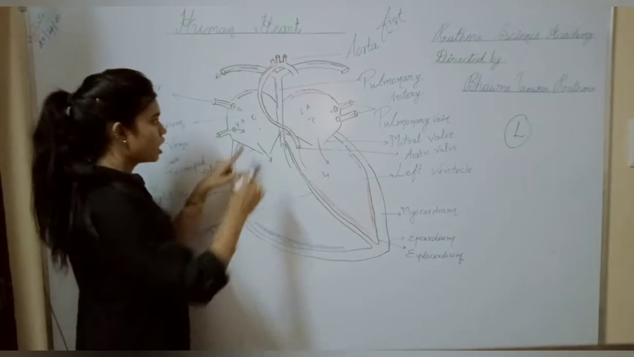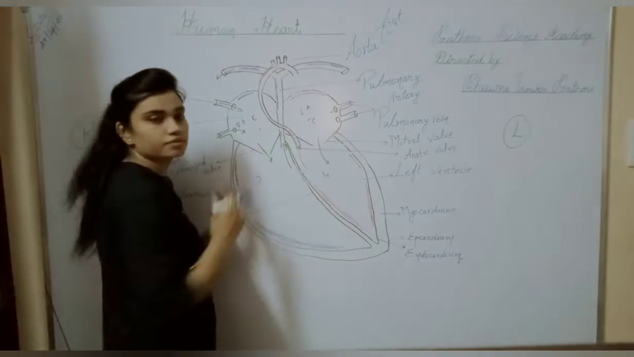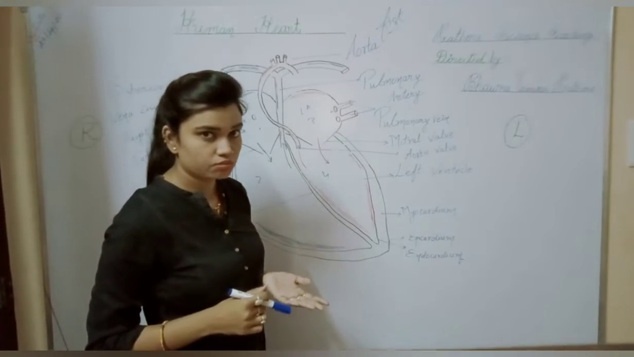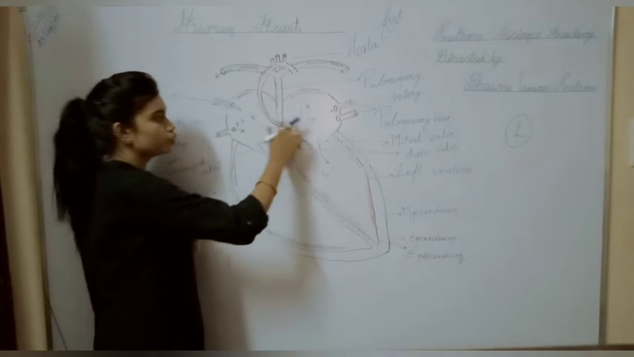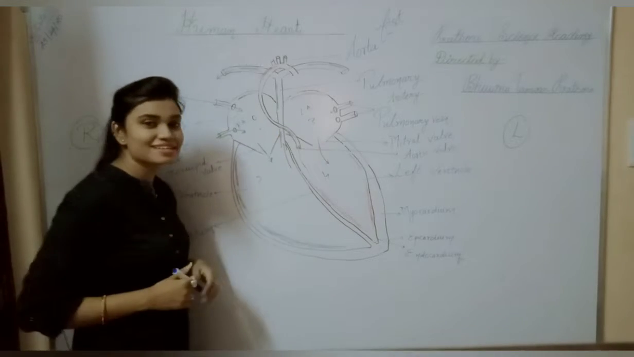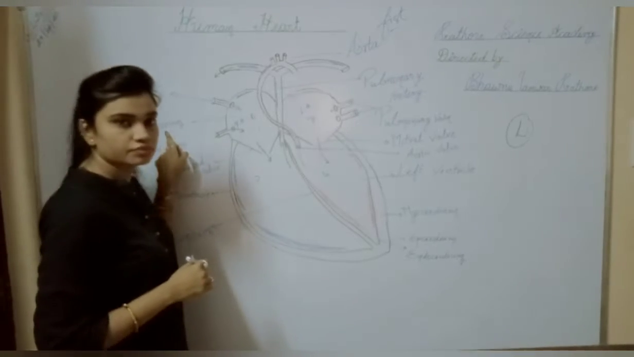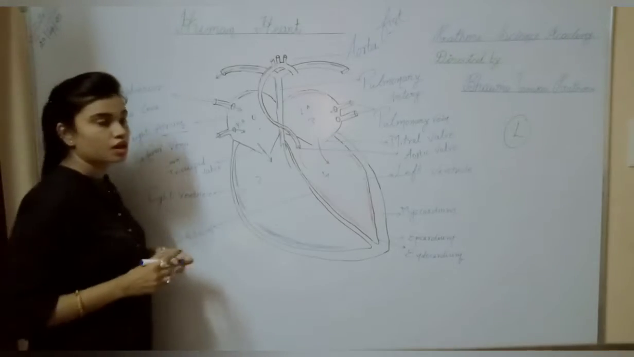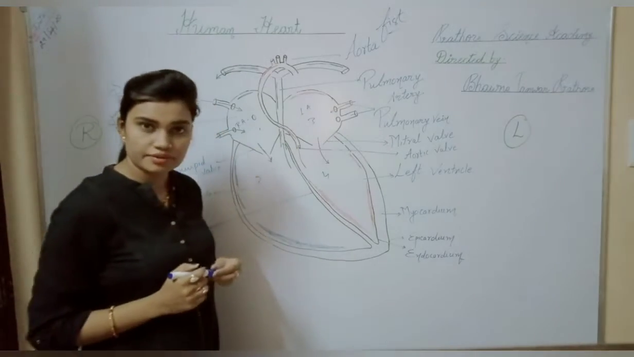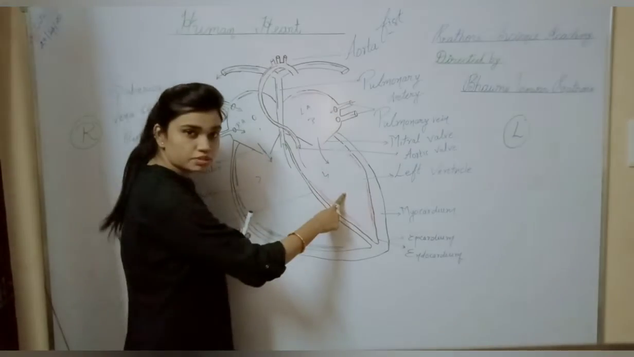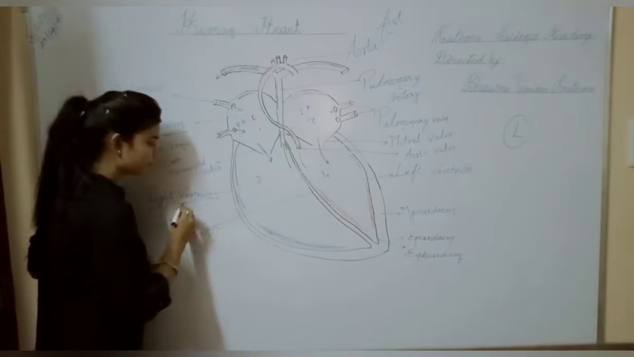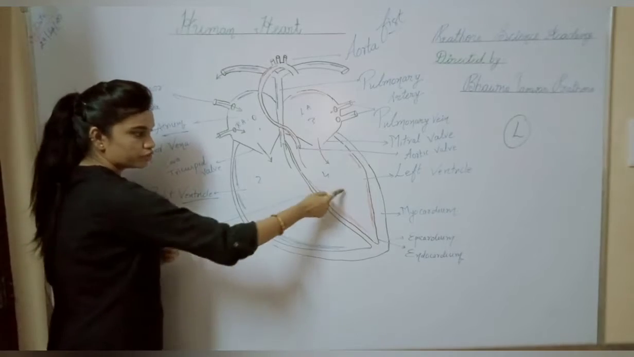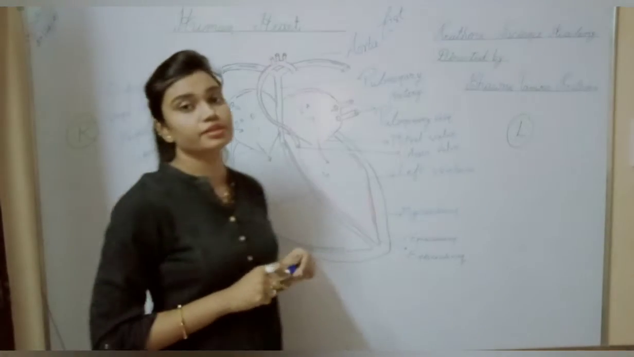Now see, if the human heart has 4 chambers, there should be a name for them. So the upper 2 chambers are known as atrium. Yes, atrium. You have to learn the name. Upper 2 chambers are known as atrium, and lower 2 chambers are known as ventricle. Yes, upper 2 chambers are atrium, lower 2 chambers are ventricle.